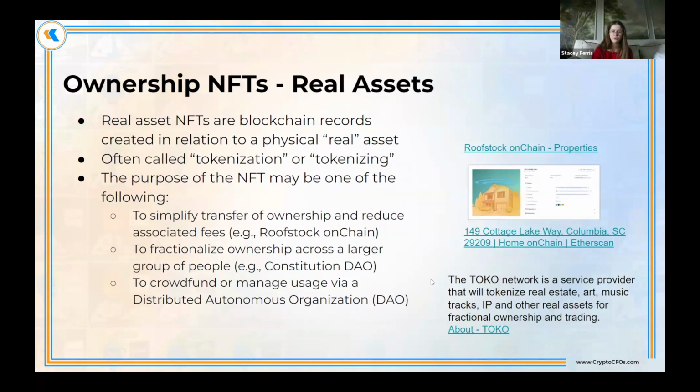And then the Toko network is kind of interesting because the Toko network provides the service of they will tokenize anything for you. They'll tokenize real estate, art, music tracks, intellectual property, other real assets. So essentially what you do is you take the real asset, you represent it in a digital form of some kind, right? Which could be as simple as a document that describes it, or some kind of parameters that go into the smart contract, and then tokenize it and distribute it along however many owners that you want to permit to own it.